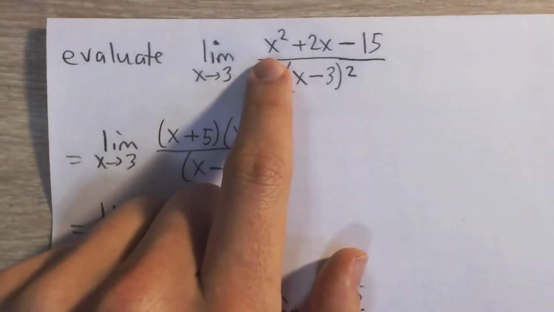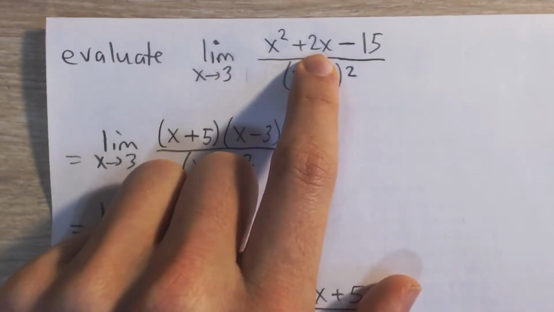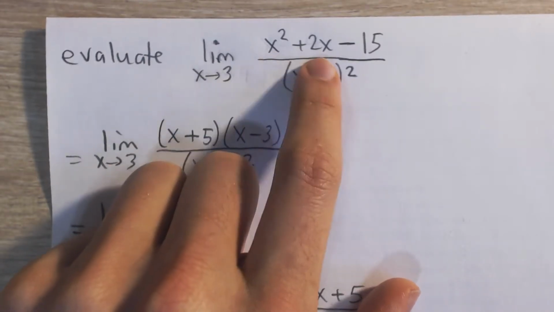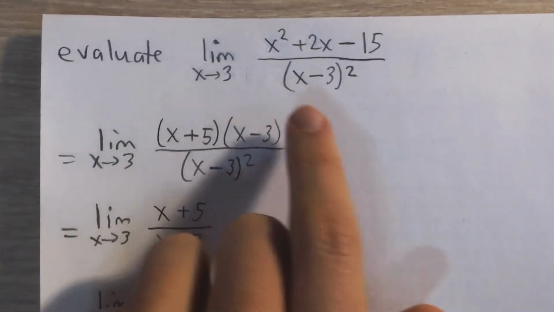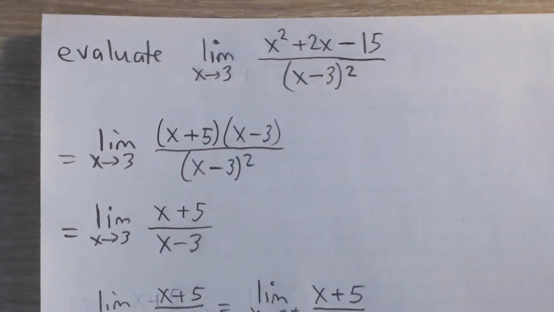So if you plug in 3, we have 3 squared, that's 9, plus 2 times 3, that's 6, so 9 plus 6 is 15, minus 15 is 0. And if you plug in 3 into the denominator, you get 3 minus 3, that's also 0, and so we have 0 divided by 0. So that's not a good look for our limit, so we've got to figure out some other techniques.